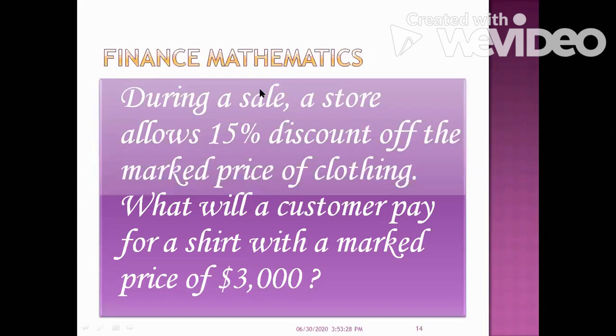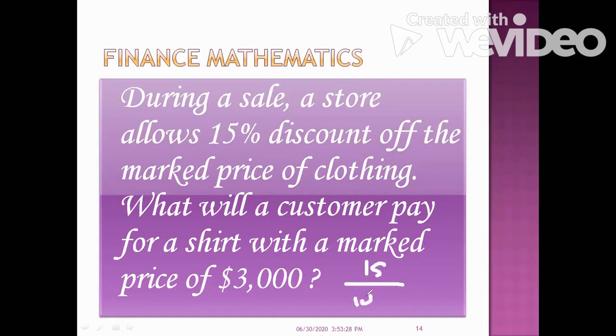All right, so during a sale, a store allows 15% discount off the mark price of clothing. What will a customer pay for a shirt with a mark price of $3,000? So all we need to do is to find 15% of $3,000, and whatever that value is, we subtract it from the 3,000.